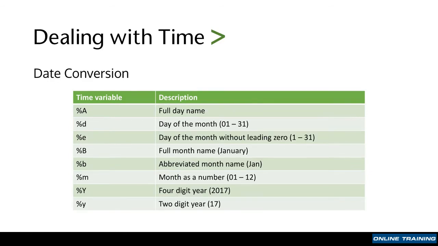We can also convert dates to the way that we want them. And of course, date variables also start with percent signs. And we have capital A for the full day name. Lowercase d displays the day of the month in number format with a leading 0. And lowercase e does the same thing without a leading 0. Capital B gives us the full month name. Lowercase b gives us an abbreviated month name. Lowercase m gives us month as a number. Capital Y gives us a 4-digit year. And lowercase y gives us a 2-digit year.